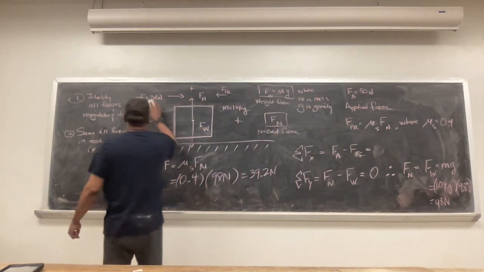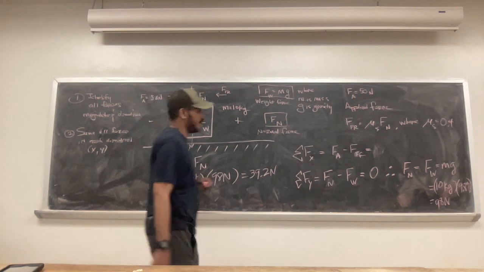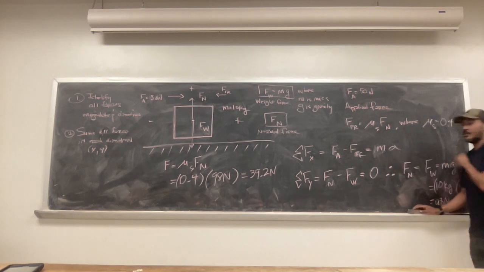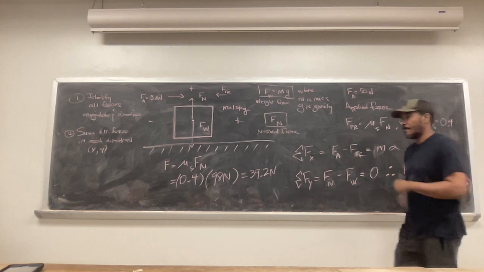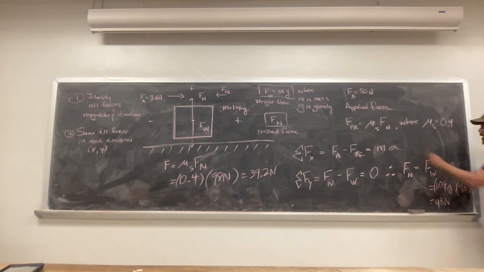So, back to the question. How do we calculate it? Well, we put mass times acceleration here, and then we just solve for A. So A is equal to F applied minus F friction over mass.